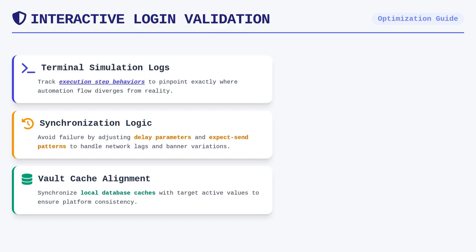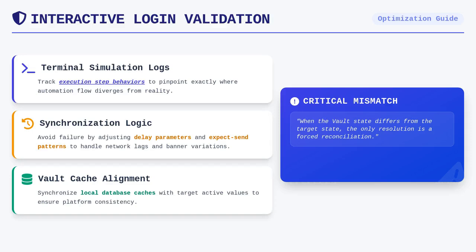Synchronizing the local database caches of the vault with the active values on the target is essential for maintaining consistency. When the vault believes a password is in one state while the target has another, your only option is often to force a reconciliation or manual reset.